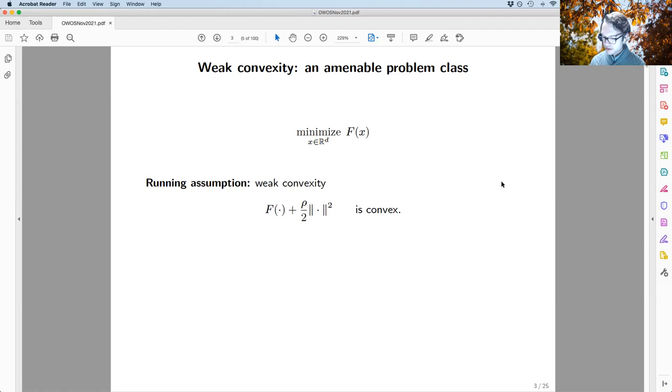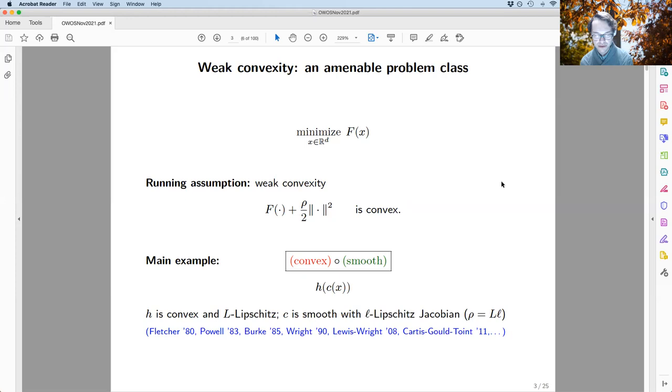Now, this looks like a very simple modification of the convex class, but it turns out that it covers a lot of different problems. Namely, the main example that I want to consider are those in the convex composite class. These are functions which are the composition of a convex Lipschitz continuous function with a smooth mapping. In particular, this class covers the convex class and it covers the smooth class. Of course, the convex is not non-convex, but it covers these two things together and then arbitrary compositions.